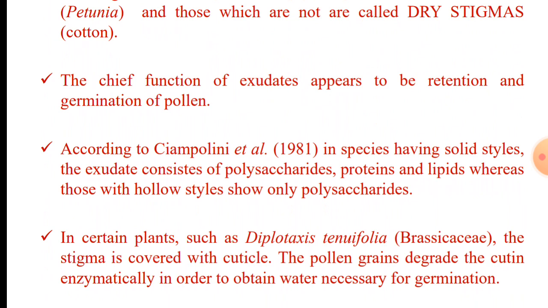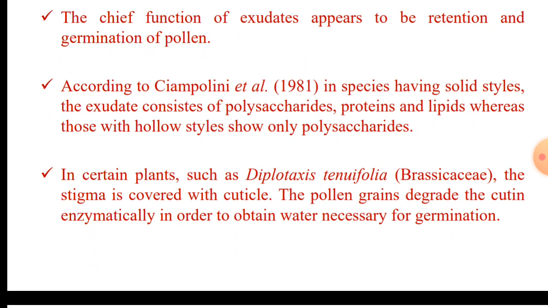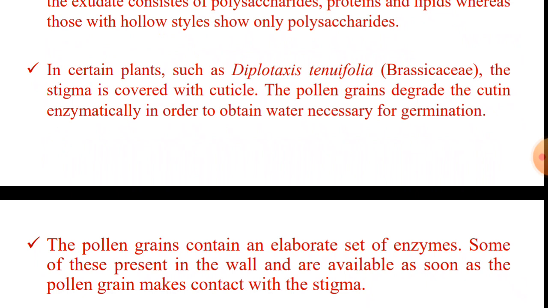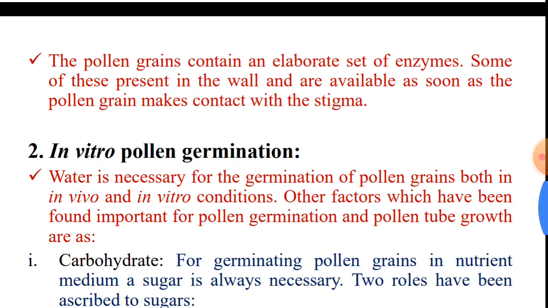According to Ciampolini et al., in species having solid styles, the exudate consists of polysaccharides, proteins, and lipids, whereas those with hollow styles show only polysaccharides. In certain plants, such as Diplotaxis tenuifolia, family Brassicaceae, the stigma is covered with cuticle. The pollen grains degrade the cutin enzymatically in order to obtain water necessary for germination.